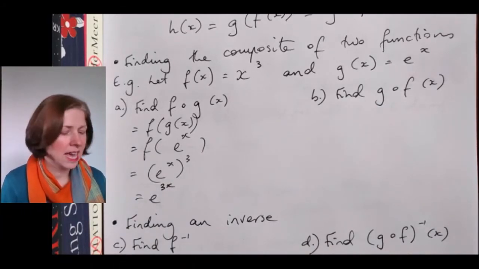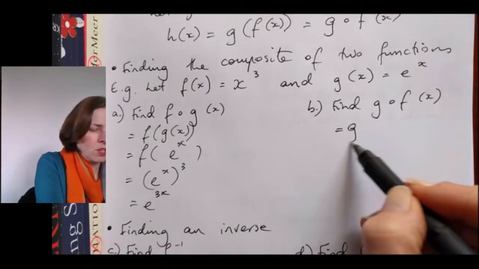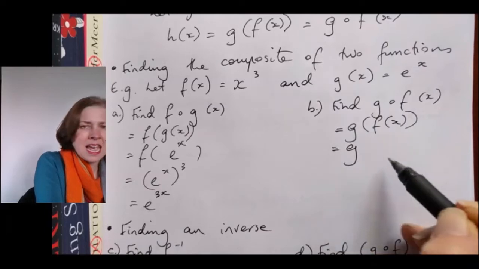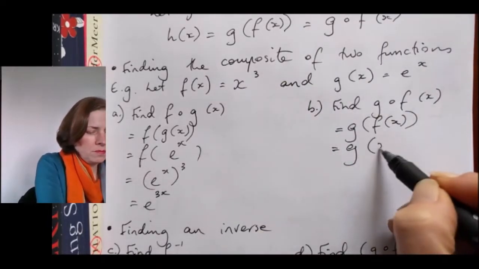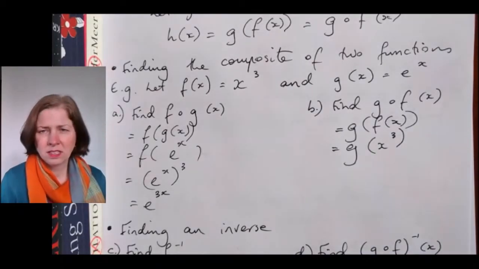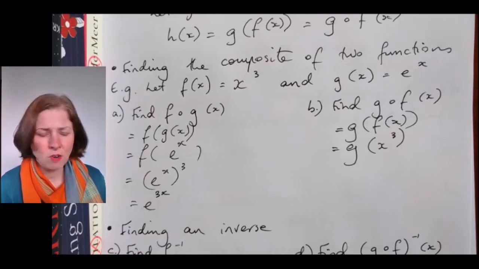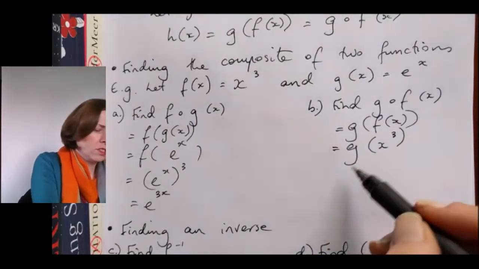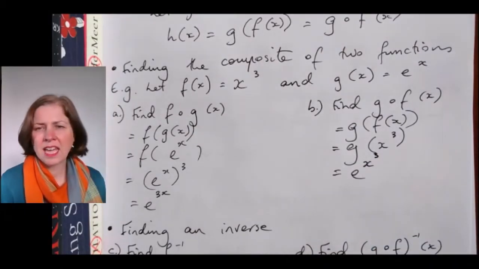All right, now let's look at g of f. I'm going to do the same thing. I'm going to rewrite that as g of f of x and then replace the f of x with x cubed. And now g is e to the power of x, so I'm going to have e to the power of, but not x, it's going to be this function x cubed. So this is e to the power of x cubed. That cannot be simplified any further, so I'll leave it like that.